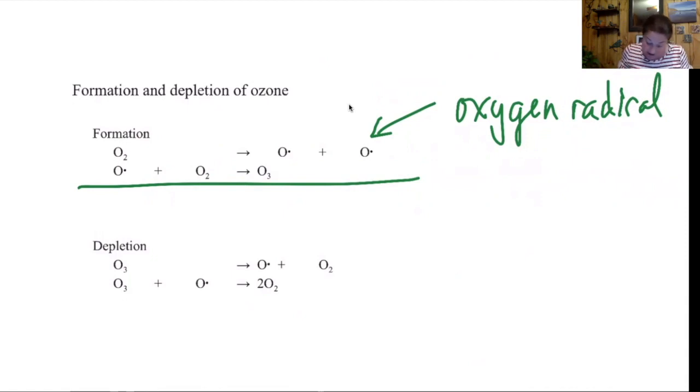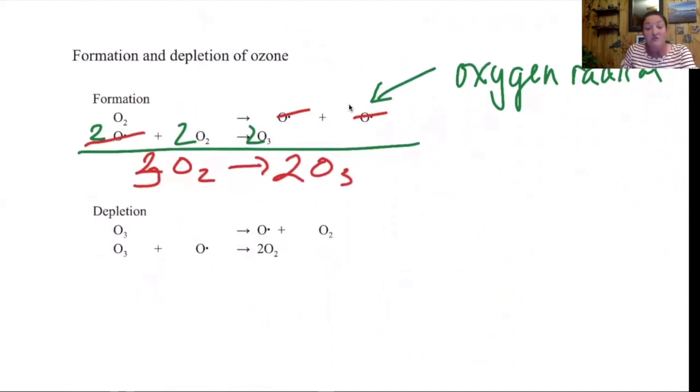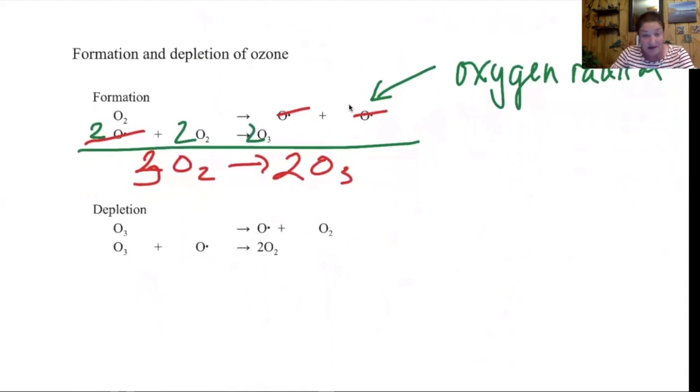If I ended up balancing this reaction, this has to happen twice for every time the other one happens. So then when I cancel things that appear on both sides of the reaction, I cancel those, and we end up with 3O2 forms 2 O3 molecules. Ozone also breaks down, and it breaks down by the reverse mechanism.